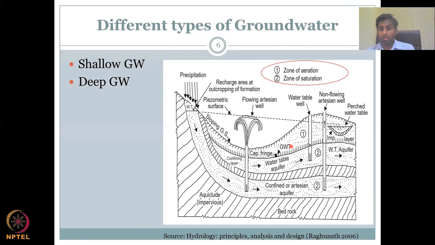Whereas the deep groundwater takes a long time to recharge because it is not as readily recharged by infiltration and percolation. It is recharging somewhere else and then coming here. See here, this water can be vertically recharged. But for this water, it has to come from a very, very far distance. So the deep groundwater is much, much older than the shallow groundwater.